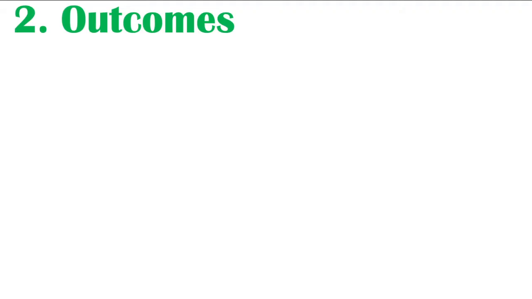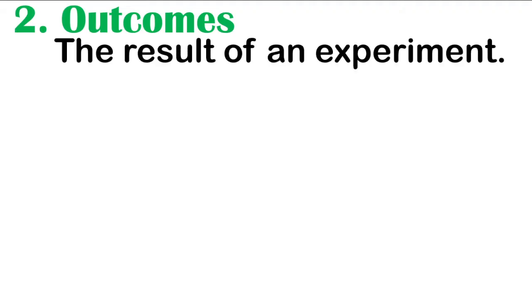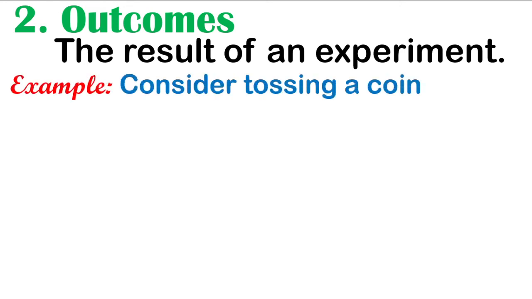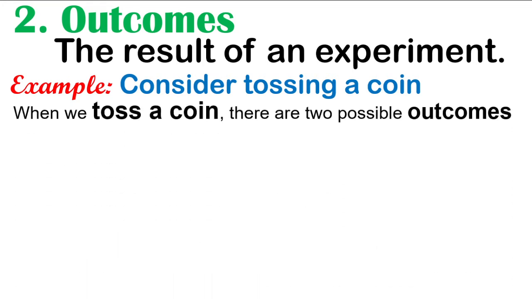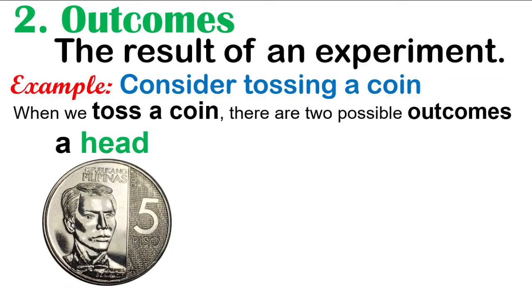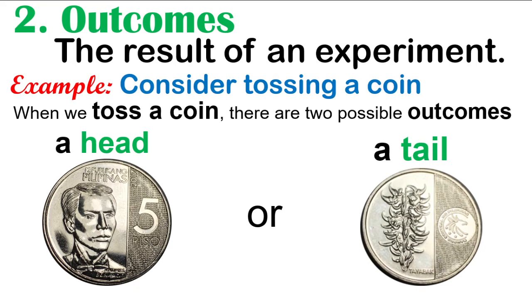Now, next, outcomes. When we say outcomes, this is the result of an experiment. Say, for example, you toss a coin. In tossing a coin, we have two outcomes. What are these? When you toss a coin, either a head will appear or a tail will appear.